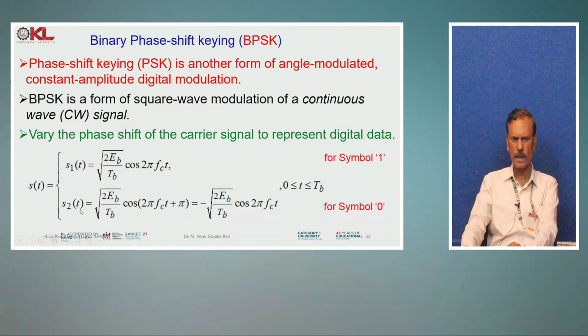Similarly S2(t) is nothing but a phase shift of pi. Pi means the opposite signal, so it is the minus of the square root of 2EB by TB cos 2 pi fc t. For symbol 1 it is in one direction, the positive direction. For symbol 0 it is in the negative, opposite direction, a 180 degree phase shift. So we call them 1 and 0, in phase and opposite direction. Only two phases are there, so we call it binary phase shift keying.